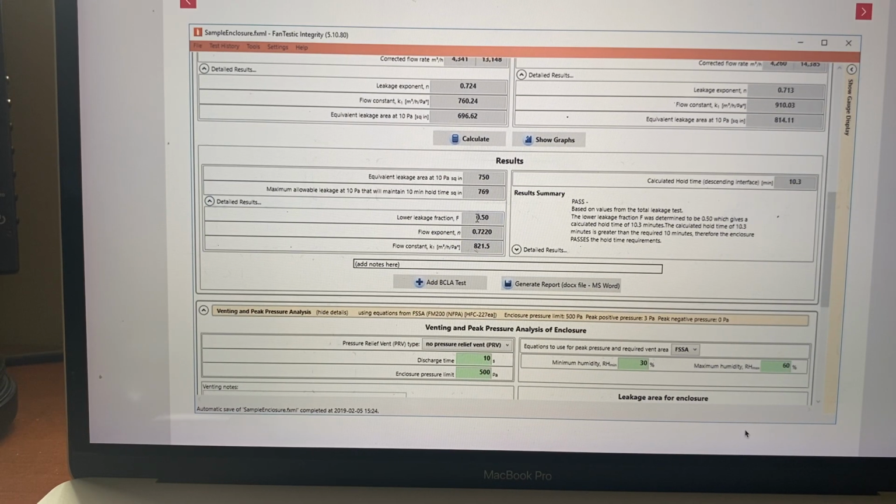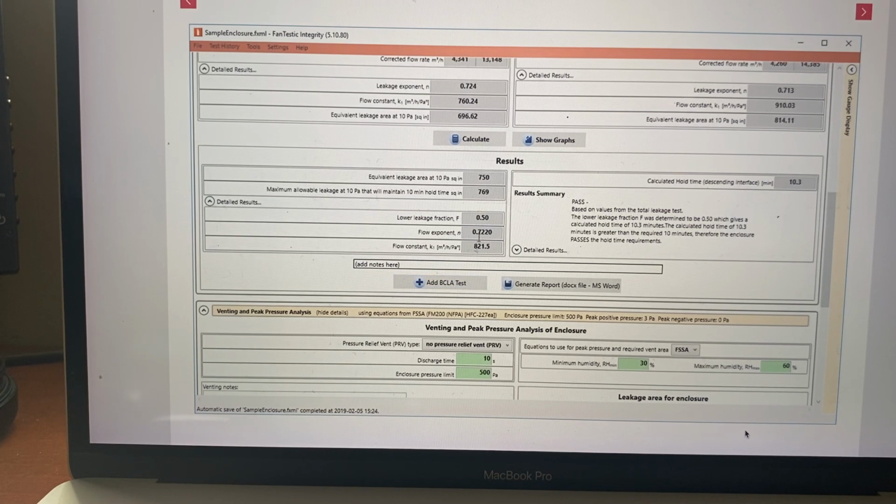This is going to show the leakage split. So by default, you're going to have a 0.5 lower leakage fraction. So by default, the software is going to take any leakage measured, split it evenly, and assume that half is in the upper part of the enclosure, half is in the lower part of the enclosure. If you actually have more leakage in the upper portion, you can run a BCLA test, which we will get into in the next level.